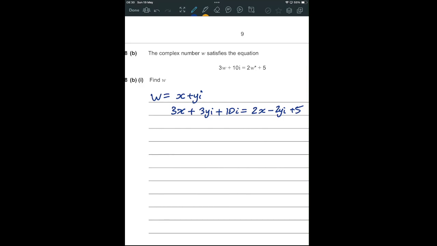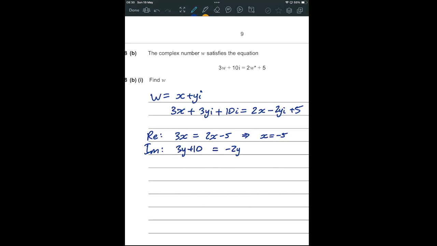And then we can compare real parts and imaginary parts. The real part is saying 3x on the left has to match with 2x minus 5, which means x equals -5. And the imaginary parts, the left-hand side imaginary part is 3y plus 10. The right-hand side is -2y. Notice I don't put the i's. When you consider the imaginary parts, you're looking at the coefficients.